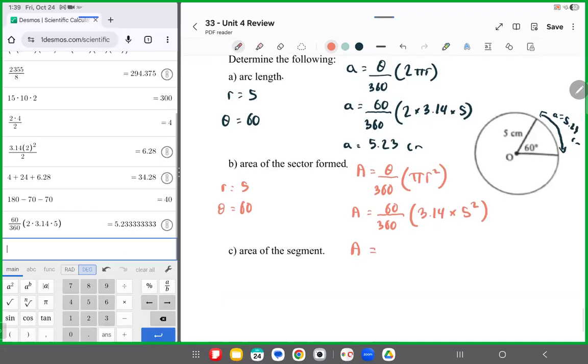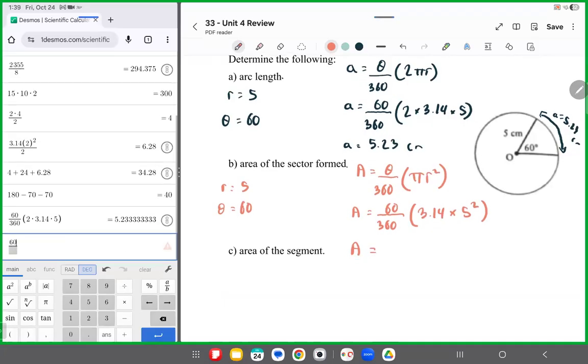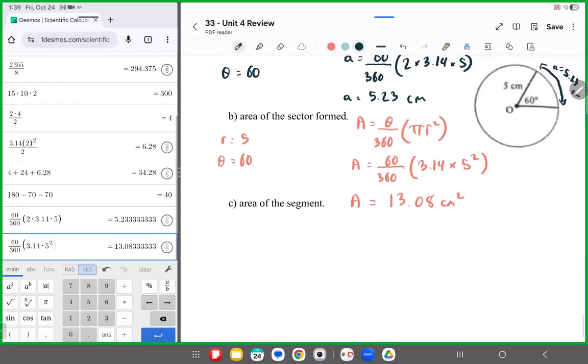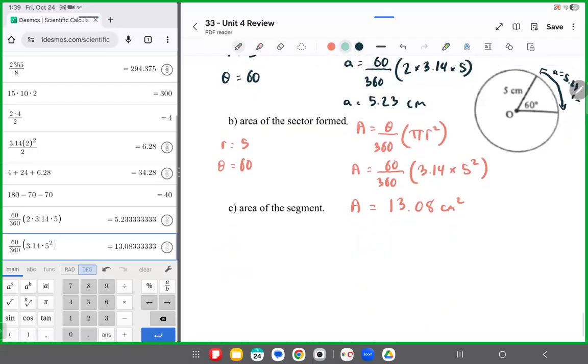So on the Desmos calculator, we could type this in as 60 divided by 360 multiplied by 3.14 times 5 to the power of 2. So this area is going to be 13.08 centimeters squared. Because remember, the areas are going to be units squared and the lengths are going to be just normal units. Okay, what about the area of the segment?